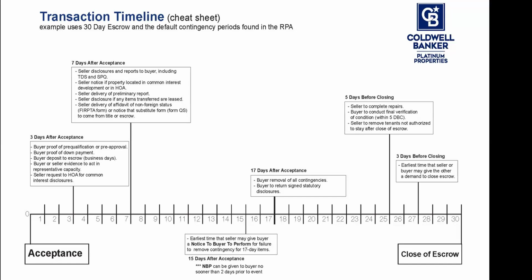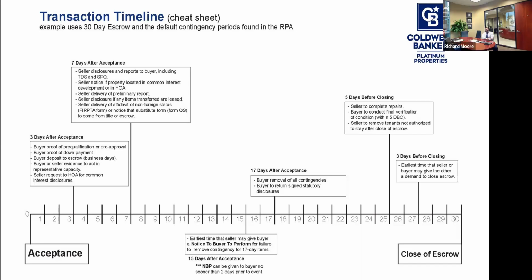And obviously this timeline could be shorter, because I've seen 10 days escrow and so on. This timeline is based on a 30-day escrow, but all the default language in the purchase contract, the 17-day contingency period, the 3 business days for the deposit, when the disclosures should be in, is default language from the purchase contract. Unless you change the 17-day contingency period to 14 days or 10 days, then that little box is going to move to either 14 days or 10 days.